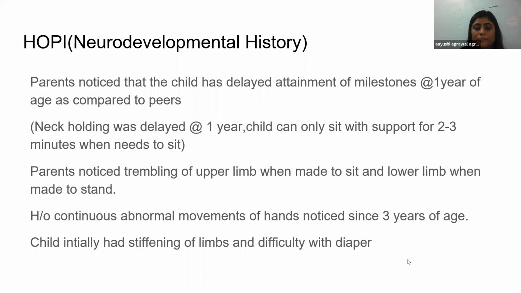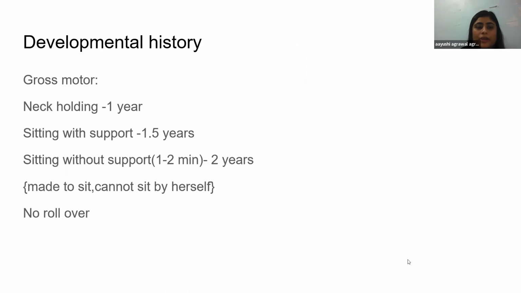Sorry, what is the age of the child? Currently, she is 4.5 years old. Okay. So development history wise, gross motor wise, child started holding neck at the age of 1 year. Sitting with support was at 1.5 years. Without support for 1 to 2 minutes, 2 years. But if she's made to sit, she cannot sit by herself, so she has not attained that milestone yet. And there is no rollover achieved anytime.